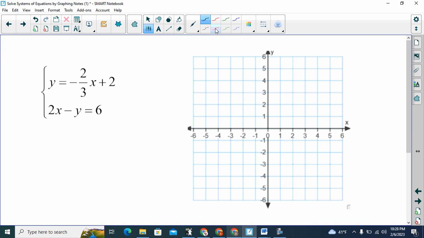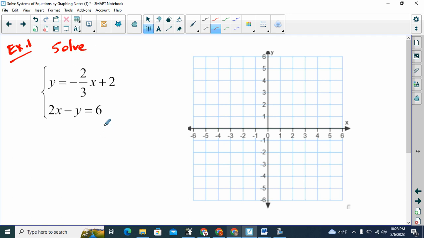Quick review to solve a system of equations. When we are graphing, we're going to graph each line, and then we're going to try to find where those two lines intersect, where they cross each other. So example 1 asks us to solve this system.